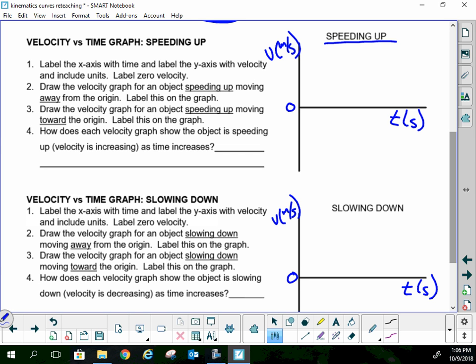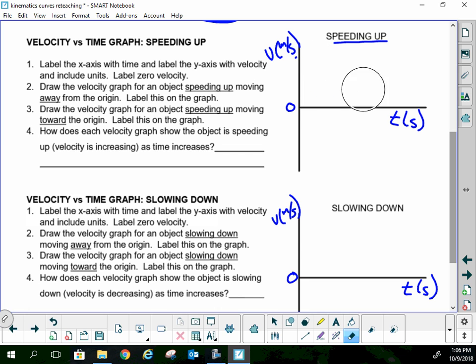So if we're moving away from the origin, we know on the velocity graph we're on the top half. So we're going to be working somewhere up here, and we are going to be speeding up. That means over time, our velocity is going to get further away from zero. So as time goes up, our velocity is going to get further away from zero.